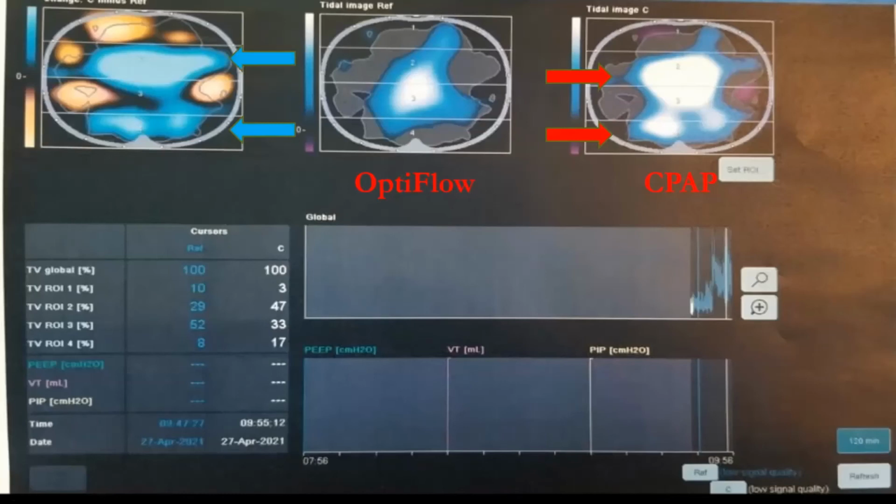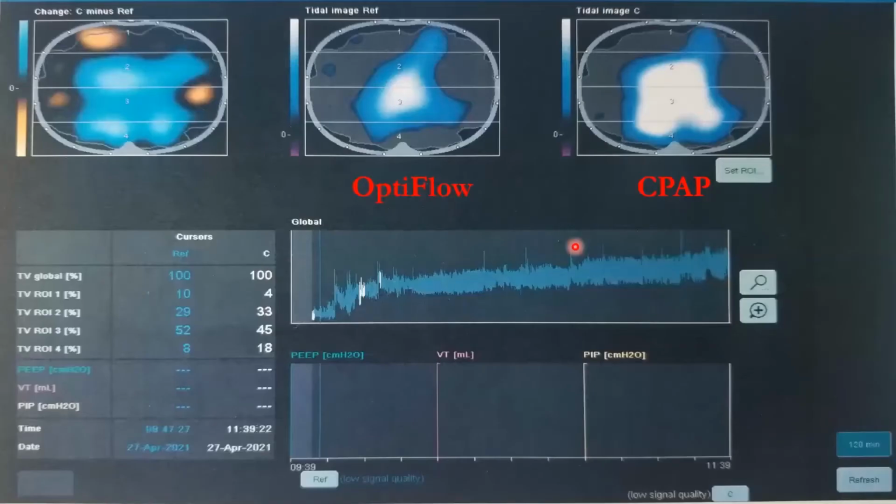We're going from 8% at the dorsal region right up to 17%. And this occurs quite rapidly. We can see over here, this is 9:47 to 9:55. So this was almost immediate. And I kept it on, and this is what it looks like after 2 hours. Very even distribution of ventilation. This is represented here in blue.